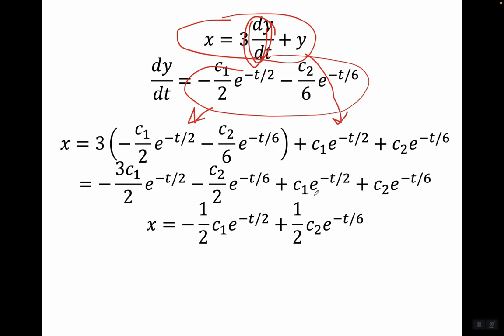Notice the coefficient of e to the negative t over 2 is going to be c1 minus 3c1 over 2. That's negative 1/2 c1 e to the negative t over 2. When we combine negative c2 over 2 and 1, we're just going to get positive 1/2 c2 e to the negative t over 6. Okay, so this is our formula. That's going to be our formula for x.